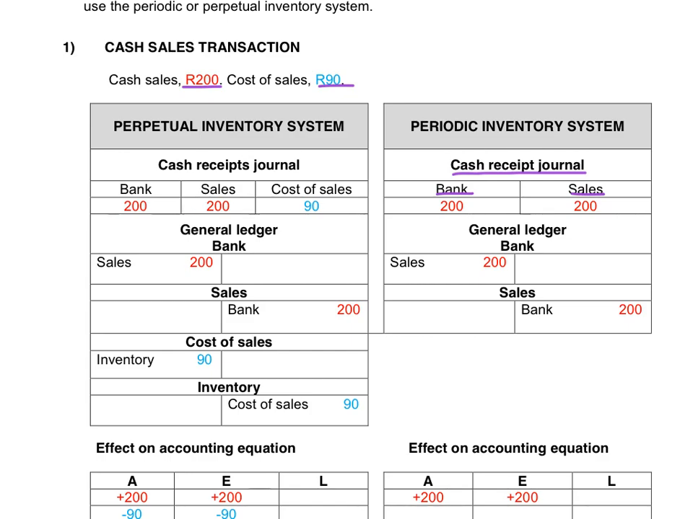So when we transfer the information to the general ledger, it will also be different in the two systems. Because we sold goods for 200 Rand, the bank will increase with 200 Rand. Sales income will increase with 200 Rand. For the sales transaction, you will record exactly the same entry in the periodic inventory system. But when we get to the cost of sales, we will show that the expense for cost of sales increased with 90, inventory decreases with 90, and there will be no entry for cost of sales or inventory in the periodic inventory system.